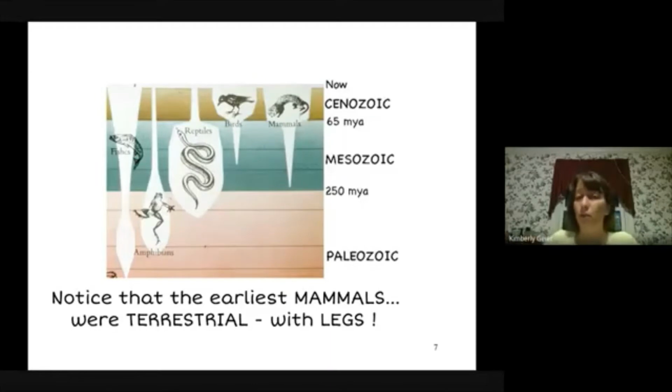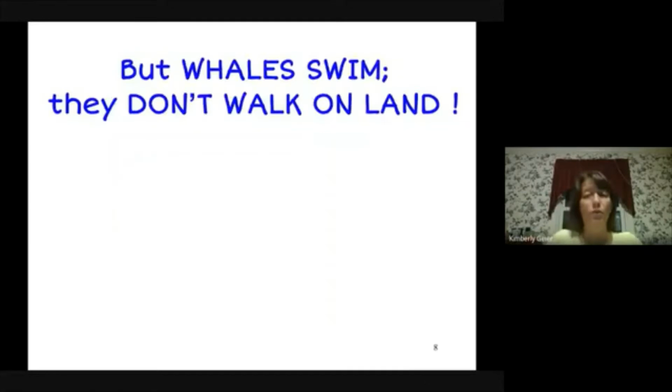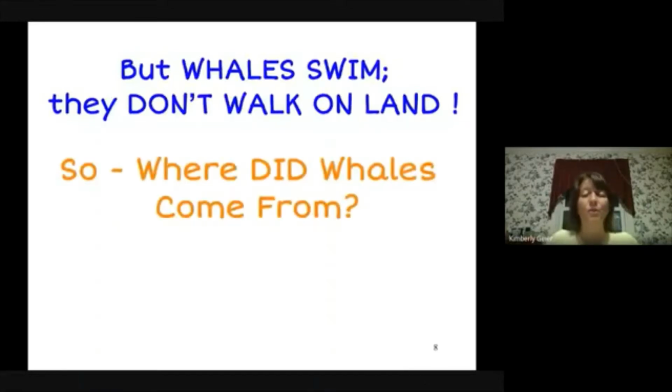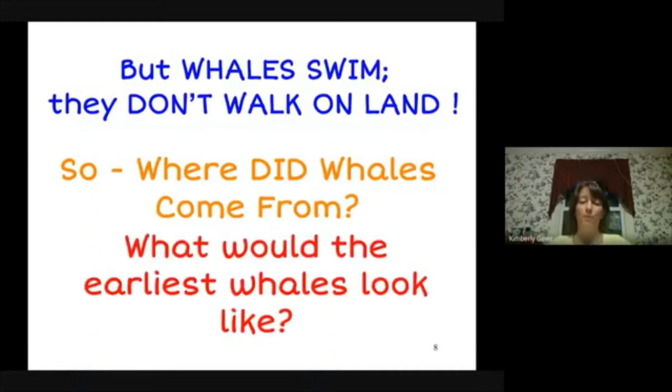They do not live on land, but they do still have all the mammal characteristics that make you a mammal. They have to breathe air. They give birth to live young. They feed those young milk. They have hairs, or at least bristles. So they are mammals. So earliest mammals evolved with legs. But whales swim. They don't walk on land. So how do we get whales? Where did these whales come from? And what would the earliest whales look like?